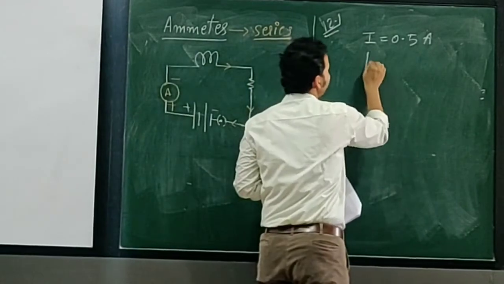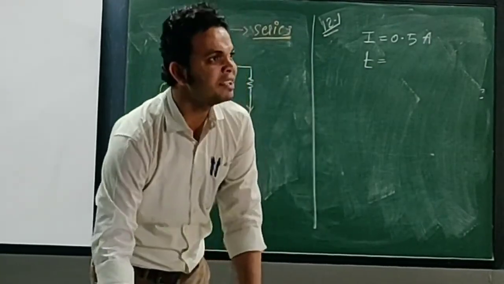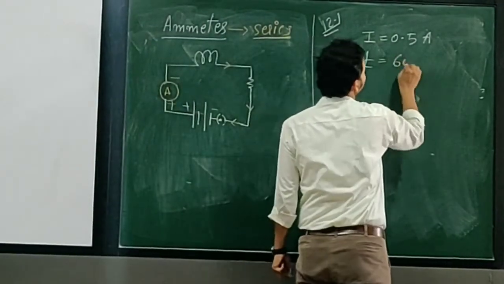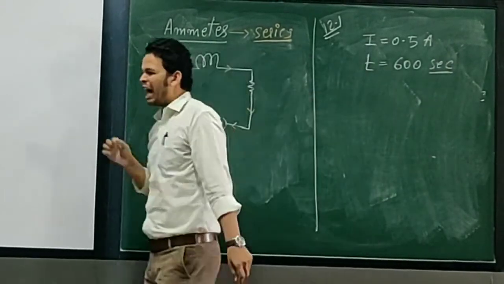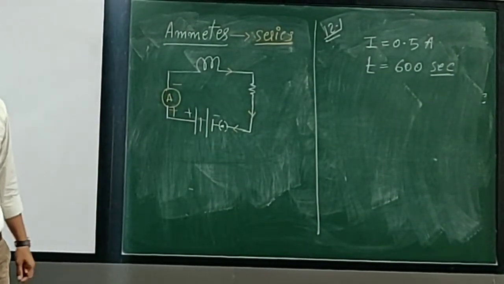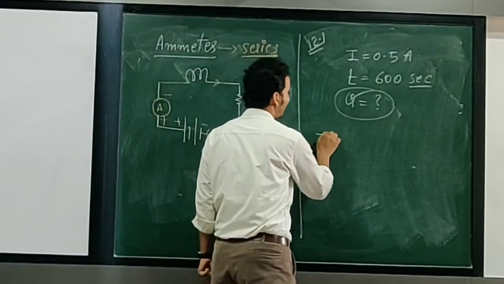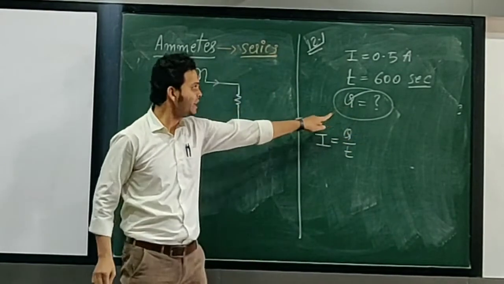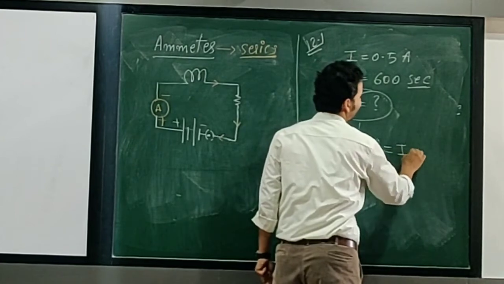Now in physics we have to convert everything into seconds. So 10 minutes is how many seconds? 600 seconds. And the question is, how much charge would have flown? So do you remember the equation? That is I is equal to Q by T. What we have to find? Q. So Q is equal to I into T.